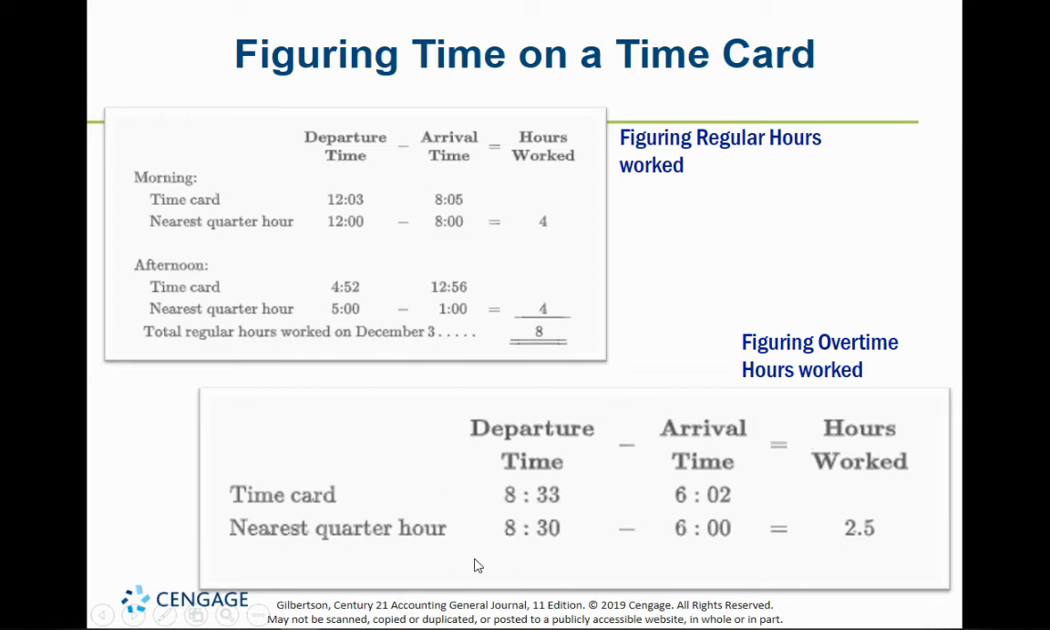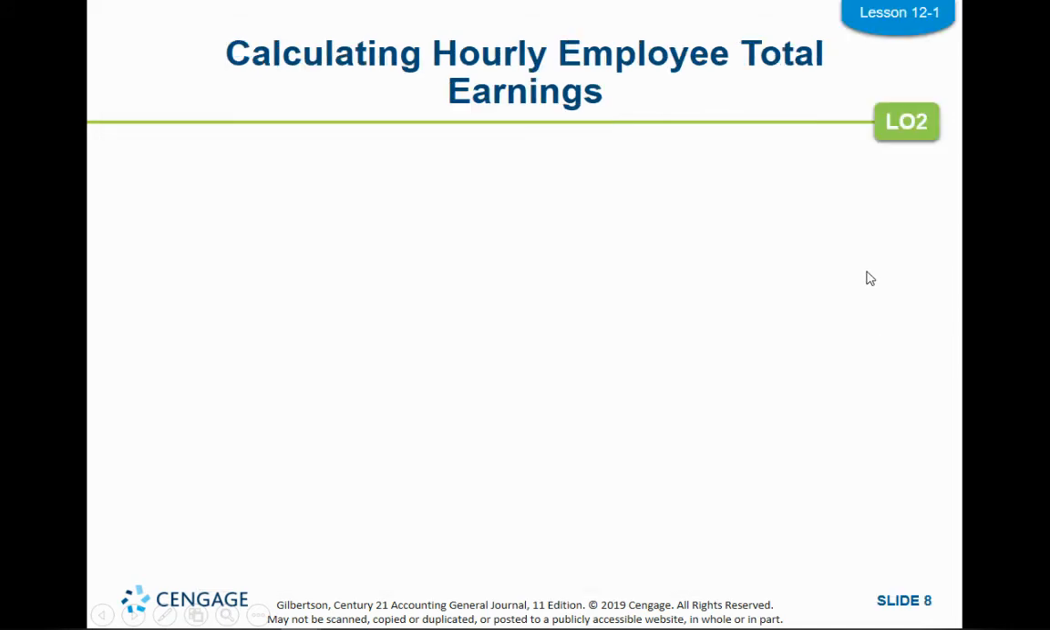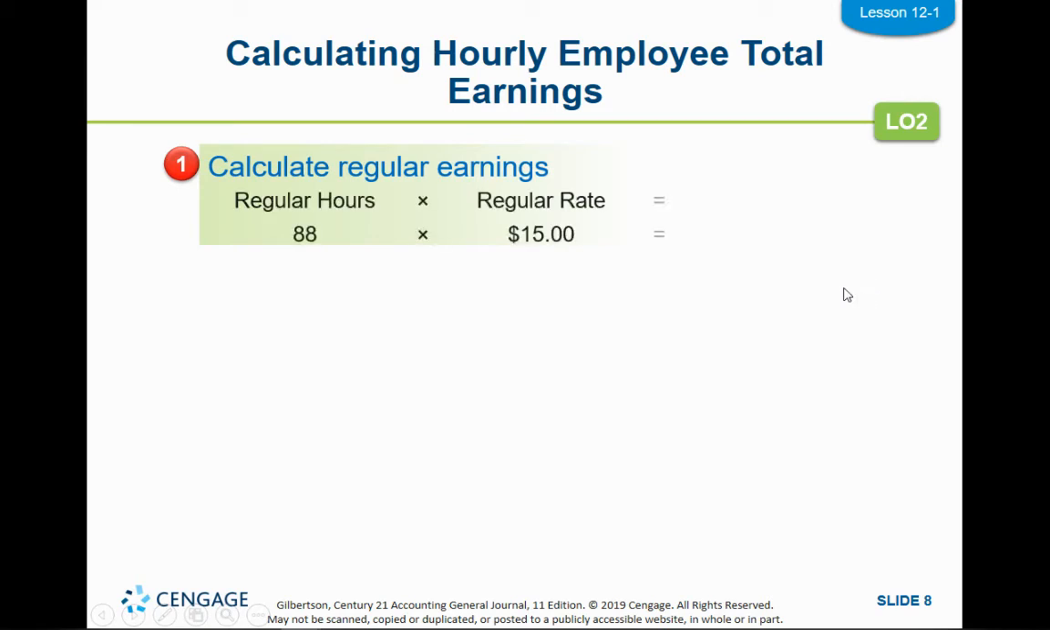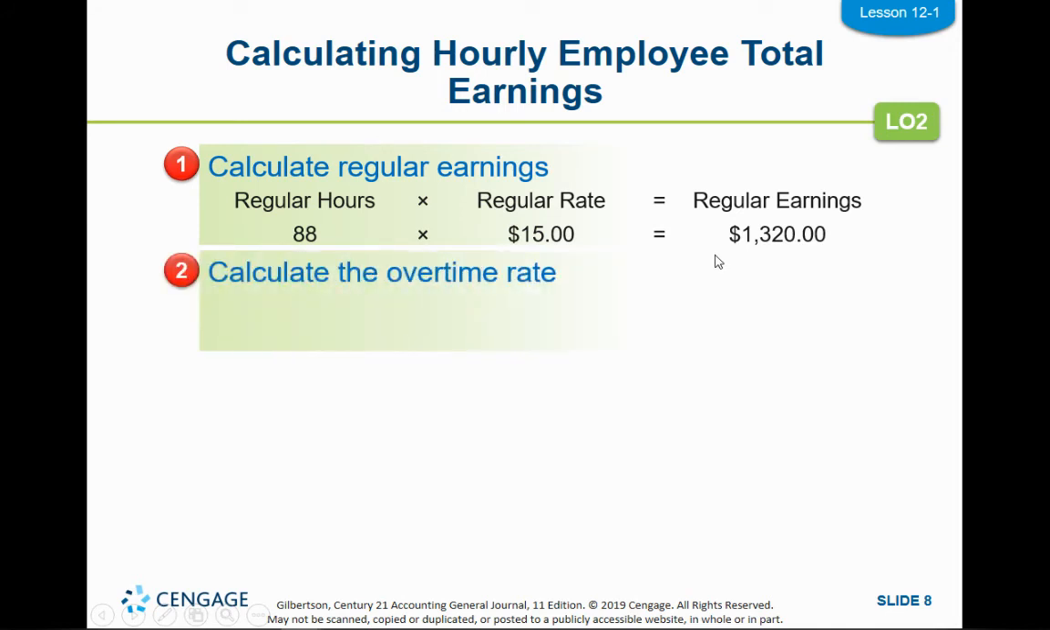When you're figuring overtime, it's basically the same thing. In this one, they clocked in at 8:33, which rounds to 8:30, clocked out at 6:02, rounds to 6 o'clock, so they worked 9.5 hours that day, 2.5 hours of overtime. So to calculate the actual pay, you're going to take how many regular hours they worked times their regular rate. In this example, this person makes $15 an hour. That comes up to $13.20 for regular earnings.